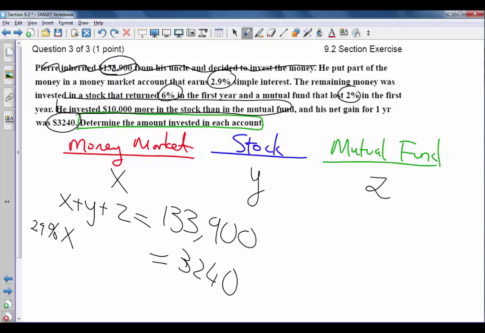How do you write this properly? This is not mathematical. You can't write 2.9% X like this. How do you change 2.9% into a mathematical expression? Change it to a fraction.